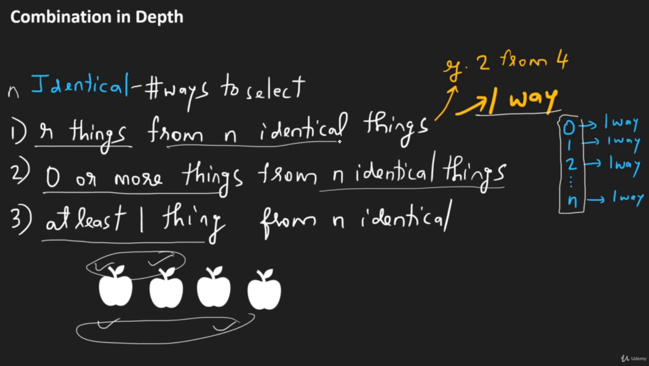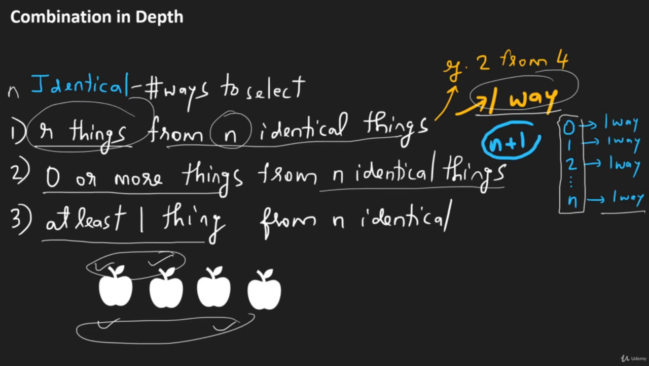And already over here we have seen that you can select r things from n identical things only in one way. Therefore, you can select 0 things in one way, that is not selecting anything. You can select one thing from n identical things in one way. You can select 2 things in one way. Similarly, you can select n things from n identical things in one way. And this is 1 plus 1 plus 1 up to 1 over here. And over here, you're adding 1 n plus 1 times. Therefore, this is equal to n plus 1. Therefore, you can select 0 or more things from n identical things in n plus 1 ways.